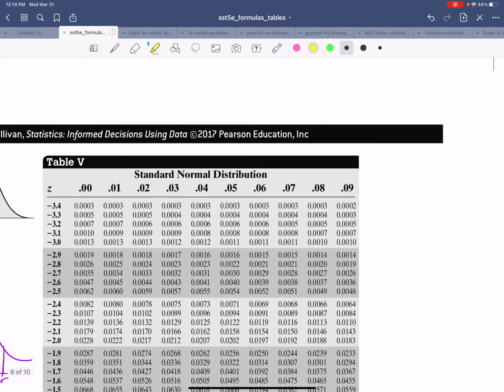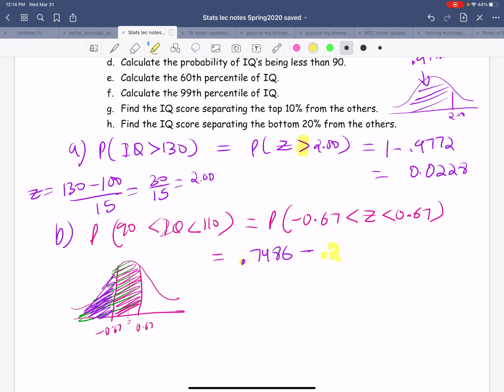0.2514. No highlighter. 0.2514. Go ahead and subtract them. So 0.7486 minus 0.2514. The difference is going to be the area in the middle, which is 0.4972.